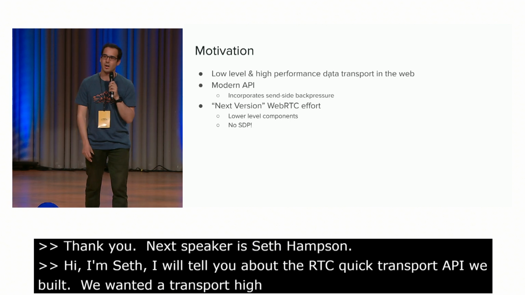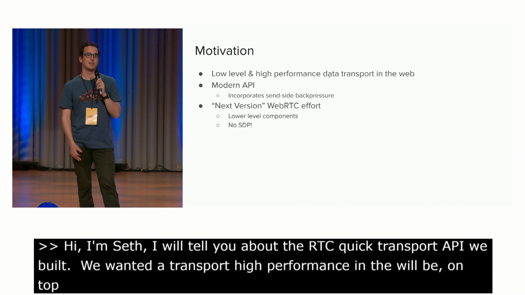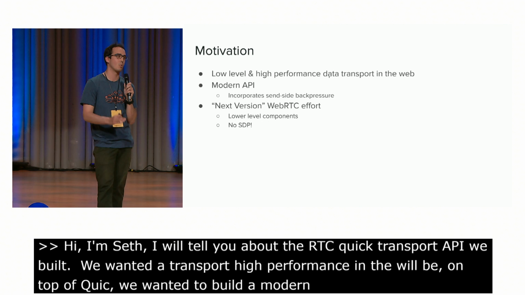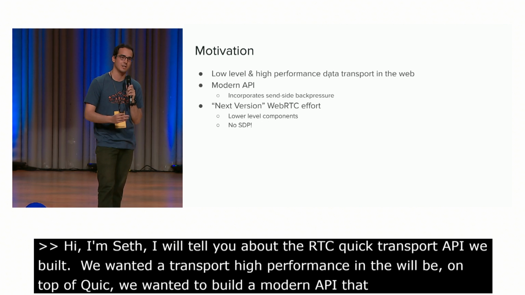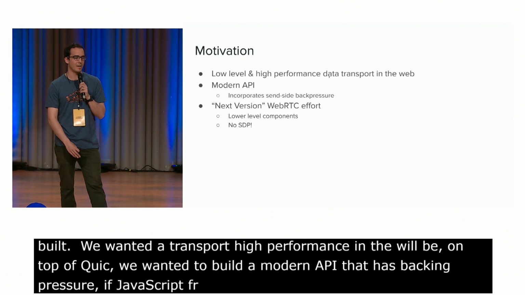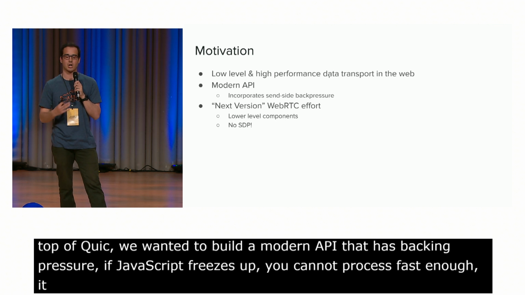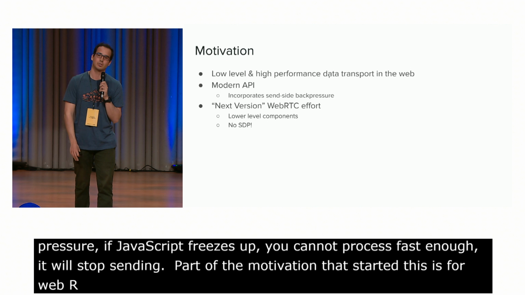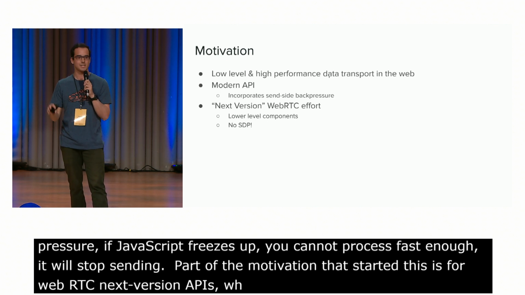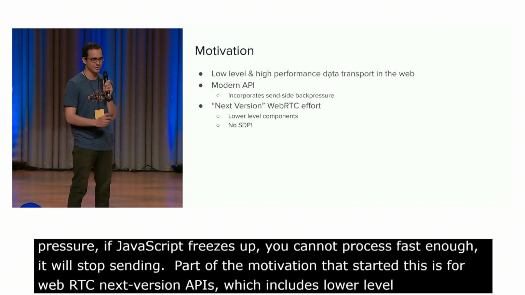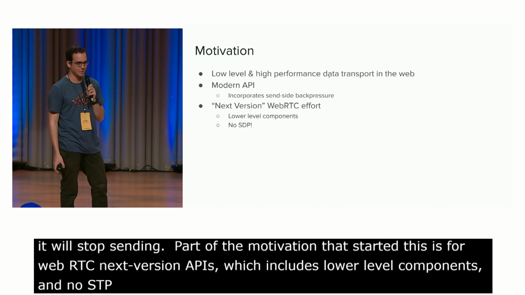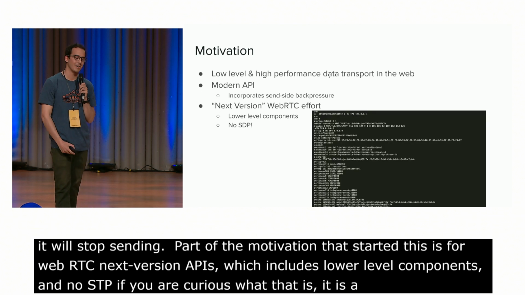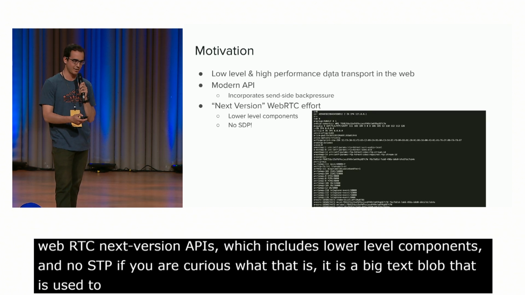We also wanted to build a modern API, something that incorporates send-side back pressure, so if JavaScript freezes up, or say you can't process data fast enough, the send side will stop sending. And part of the motivation that started this is for WebRTC next version APIs, which includes lower level components and no SDP. And if you're curious what that is, it's a big text blob that's used to negotiate peer connection parameters, and developers tend to hate it.